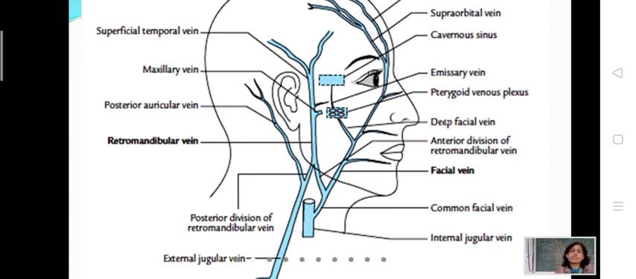Why is this venous drainage important? Face is drained by facial vein and retromandibular vein. Facial vein joins with the anterior division of retromandibular vein to form common facial vein, which drains into internal jugular vein. And this retromandibular vein divides into anterior division and posterior division. Posterior division joins with the posterior auricular vein, forms the external jugular vein, and it will drain into the subclavian vein.